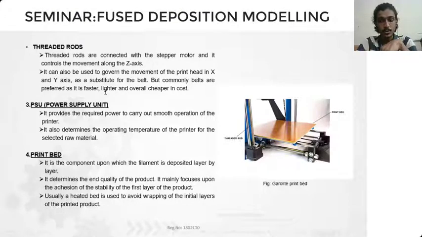And the print bed can be preheated to a certain temperature in order to avoid the warping and shrinking of the first few initial layers of the hot raw material which comes out of the nozzle. Due to the temperature difference between the hot filament and the cold print bed, there is a greater chance for the occurrence of warping and shrinkage of the product, which destroys the profile of the product. Hence, a heated print bed and the usage of adhesive glues can be recommended to avoid such warping and shrinkage problems.